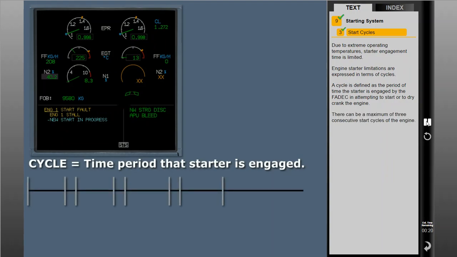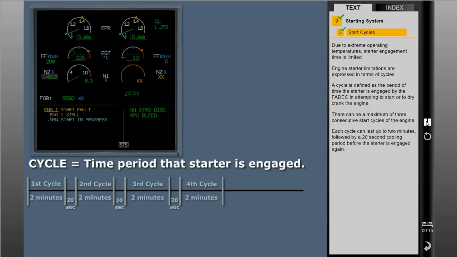There can be a maximum of 3 consecutive start cycles of the engine. Each cycle can last up to 2 minutes, followed by a 20-second cooling period before the starter is engaged again. After the third cycle, a period of 15 minutes must be allowed for cooling.